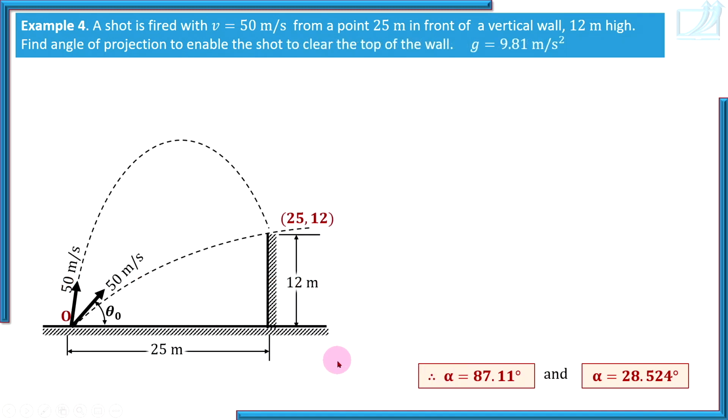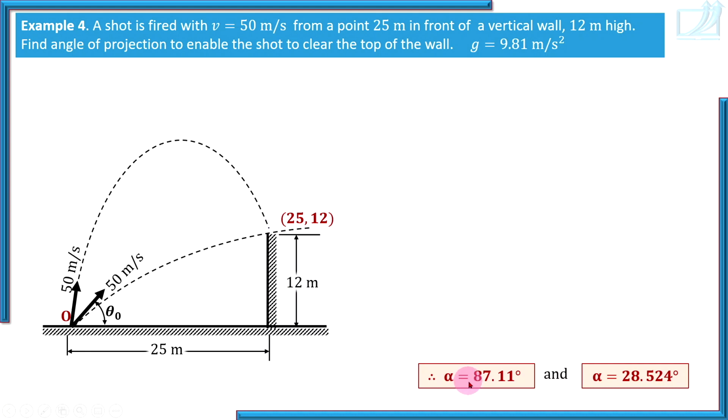Now watch here, how come both answers are correct? Try to understand. When a particle or shot is fired at an angle 28.524 degrees, then it clears the top of the wall, or it almost touches the top of the wall during its upward motion, and when it is thrown at an angle 87 degrees, very close to 90 degrees, it almost clears again, it almost touches the top of the wall and continues to move.